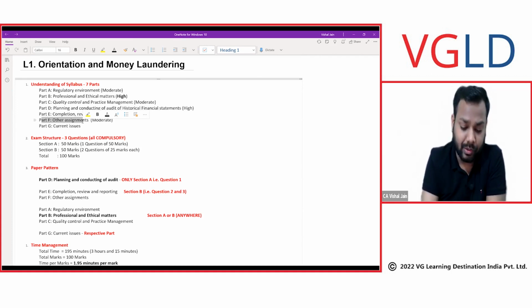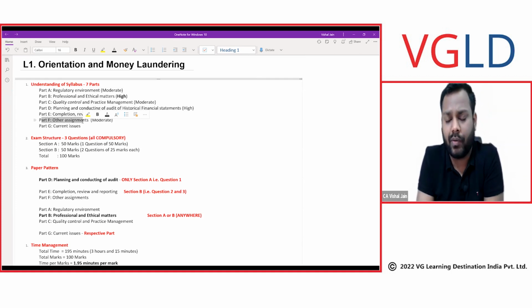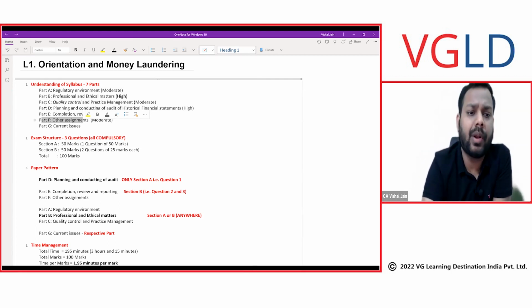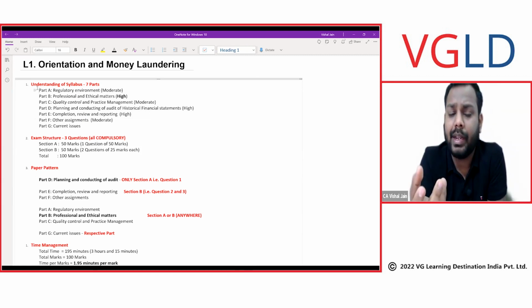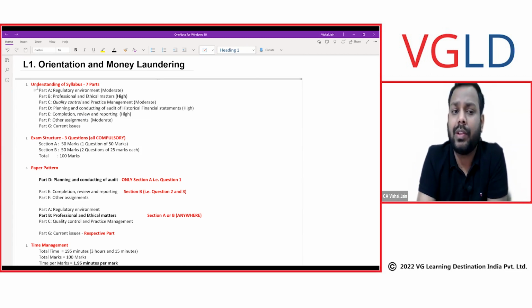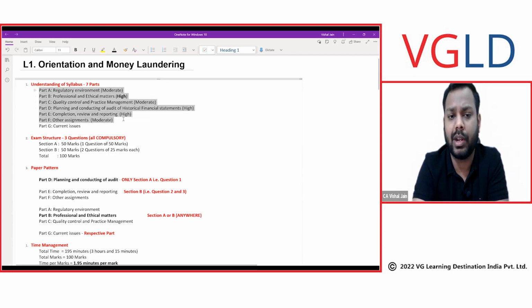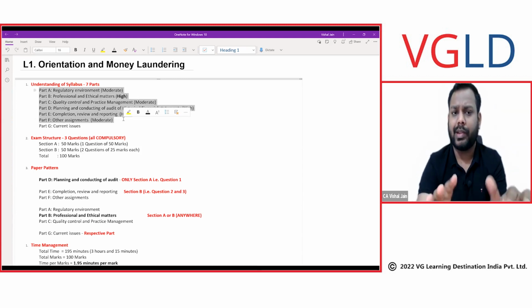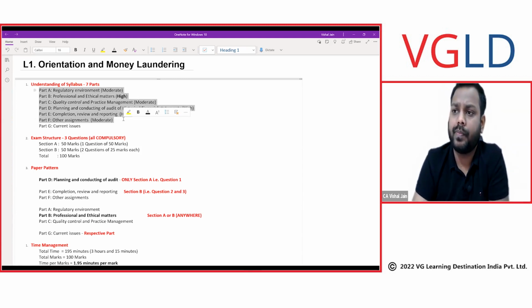Now, part G, current issues. There are current issues for this attempt as well. Understand what are current issues. Pertaining to our syllabus for part A to part F, if the examining team writes any new article, okay, those become the current issues for our syllabus. So current issues, you can say it's not a separate part, but an article by the examining team on part A to part F. That's all a current issue. I hope your understanding of the syllabus is very much clear to all of you. Is the syllabus understanding clear to all of you?